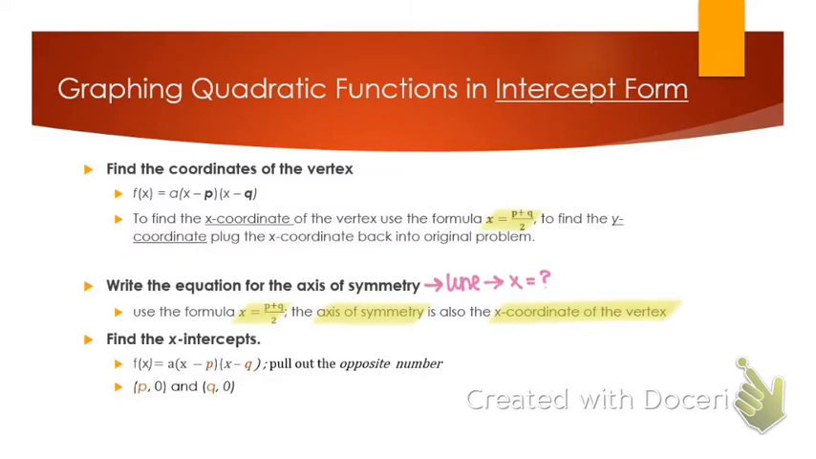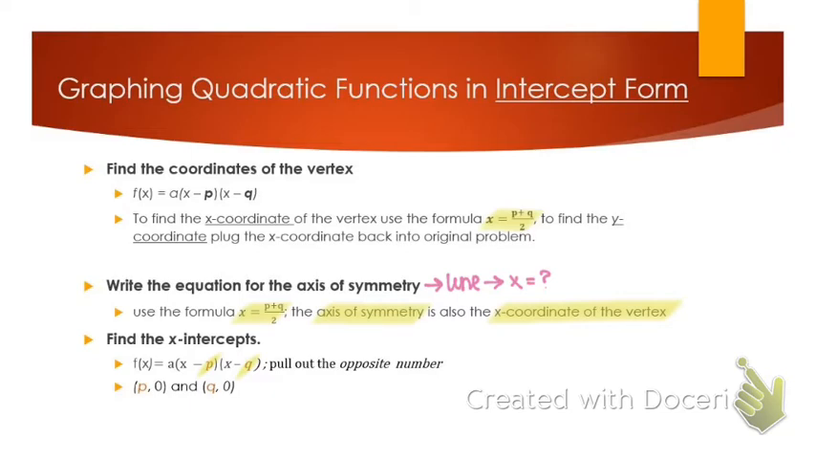Now, look at the formula once again. F of x equals a times x minus p times x minus q. And you can see in your notes how I bolded the p and the q. Go ahead and highlight them again. We just want them to stick out. The p and the q are your intercepts, the x-intercepts, to be very specific.